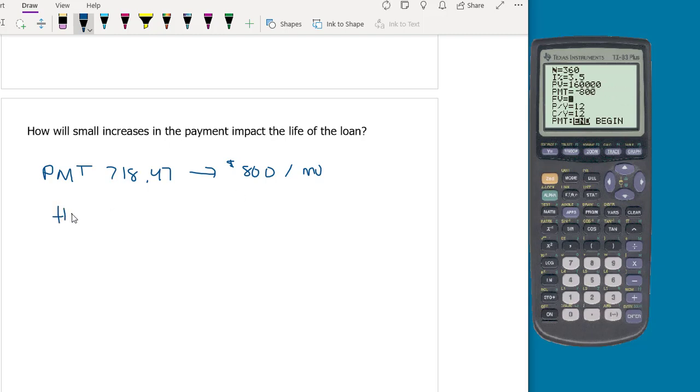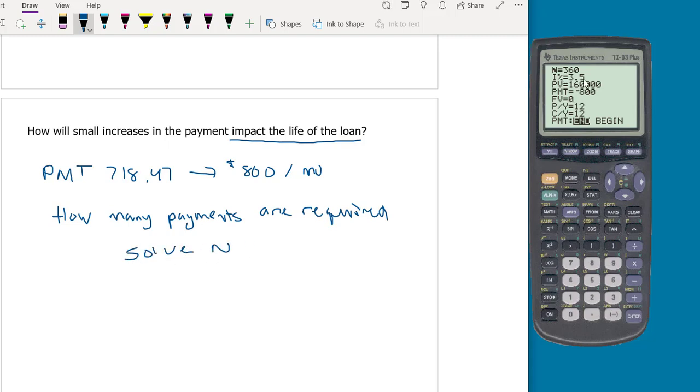Now, when they're asking how will this impact the life of the loan, what we're basically saying is, how many payments will pay this off? So how many payments are required? All I need to do is solve for n. So remember, this is the n for 30 years. So if I'm solving for n, I go up to my n, I press alpha, enter. So now it says 301 payments, because we can't really do half payments.